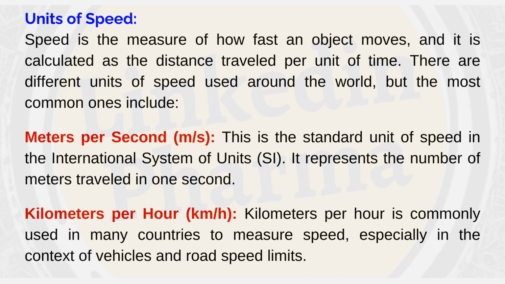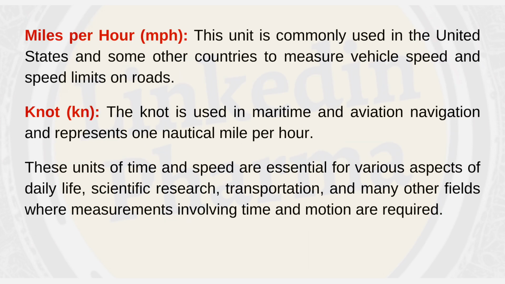Kilometers per hour. Kilometers per hour is commonly used in many countries to measure speed, especially in the context of vehicles and road speed limits. Miles per hour. This unit is commonly used in the United States and some other countries to measure vehicle speed and speed limits on roads. Knot. The knot is used in maritime and aviation navigation and represents 1 nautical mile per hour.